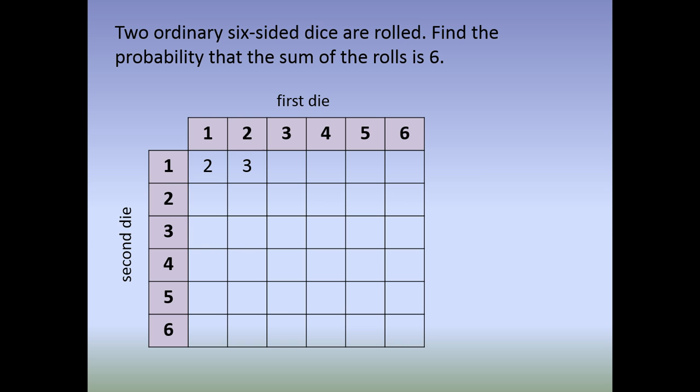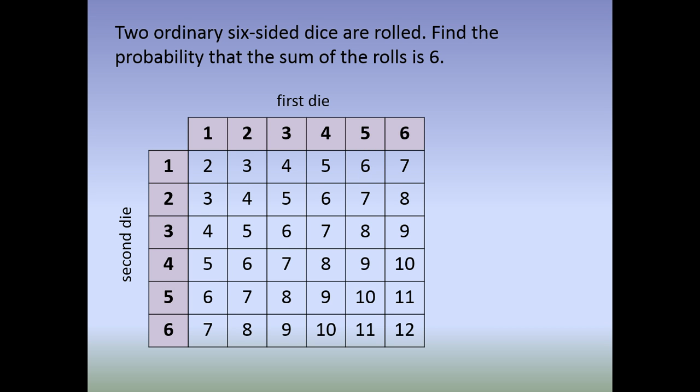So for example, if we roll a 1 and a 1, we're going to have a sum of 2. A 1 and a 2 would be a sum of 3. A 1 and a 3 would be a sum of 4, and so on. If we roll a 2 and a 1, that's a 3. 2 and a 2 is a 4, and so on. So we can complete this table to look at all the possible sums we can get all the way up to rolling 2 6s, which would be a sum of 12. So we have 36 possible outcomes in this experiment.